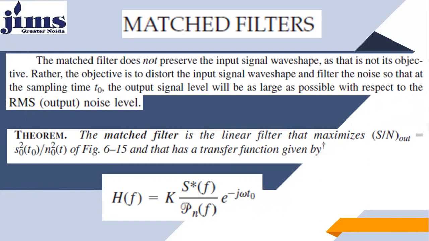So the matched filter is a linear filter that maximizes S by N out, which equals S naught square T naught over N naught square T naught. And this is the transfer function of the matched filter. Look at this H(f). H(f) is the transfer function in frequency domain. This is equal to K constant times S(f) upon P_n(f). This S(f) is the transfer function of S(t), right? So if you take the transfer function of S(t), it becomes S(f). And P_n(f), again, is a power spectral density, a function of f, times e to the power j omega T naught. T naught is the sampling time period of a pulse. So this expression is very much important.